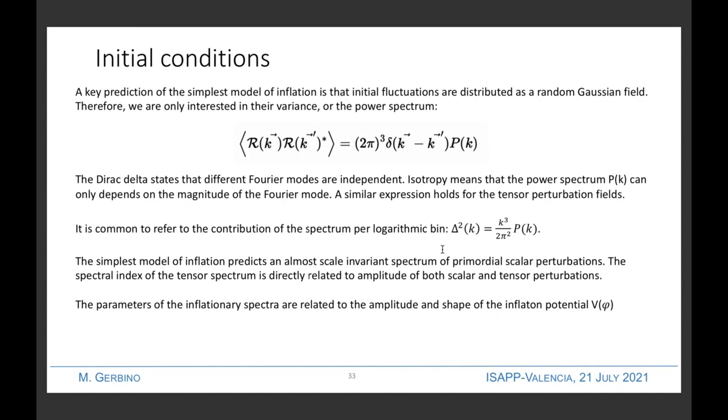The parameters that we can use to express the power spectra, both for scalar and tensor perturbations, are phenomenological parameters, but they can be related to physical properties of the inflationary field and of the metric at early times during inflation. In particular, they can be related to the amplitude and shape of the potential of the inflaton field. Therefore, if we are able to constrain with cosmological observations the parameters that describe these initial power spectra, we also are able to constrain the physical properties of the inflationary stages.